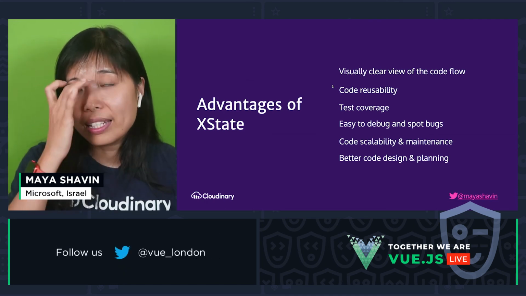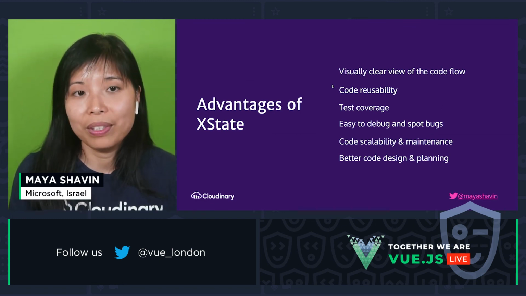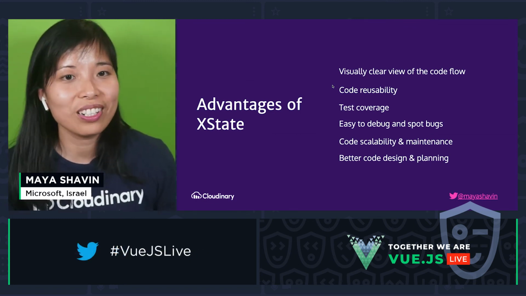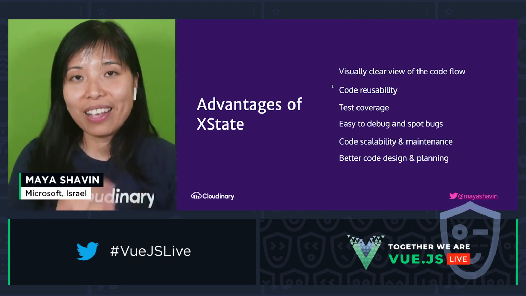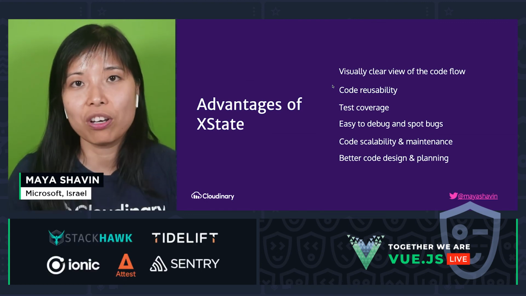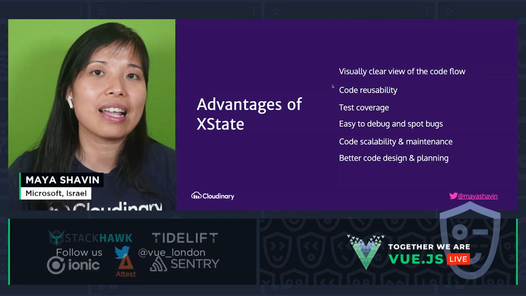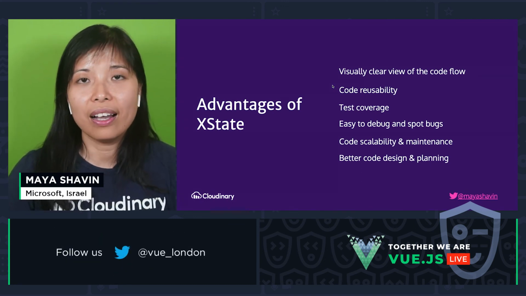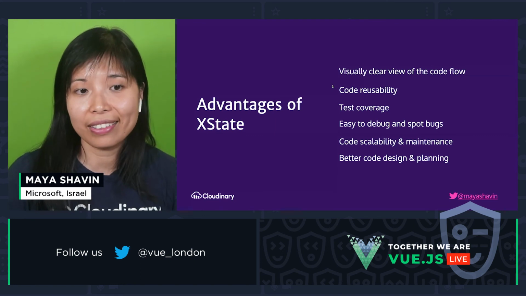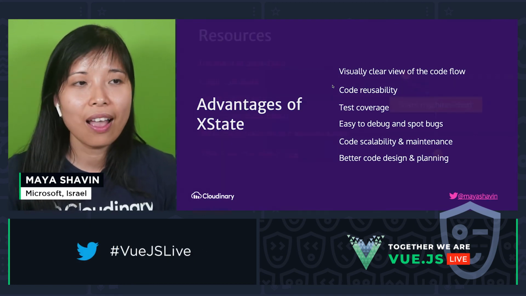And code scalability and maintenance is awesome because it's easy to see, easy to understand, easy to maintain. And because it's a map, it's the transition map, it's the graphs, you can really see how you can design and plan your code ahead. So it's better code design for us.